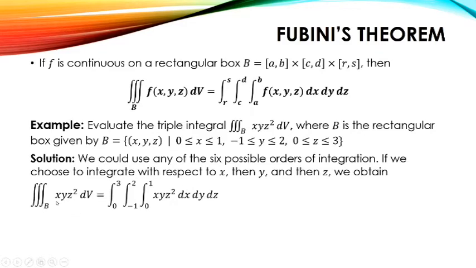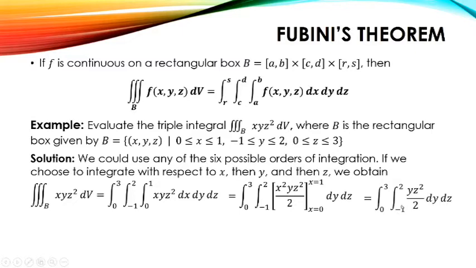So the triple integral of xyz squared dV is equal to the iterated integral of xyz squared dx, dy, dz, evaluated from 0 to 1 for x, negative 1 to 2 for y, and 0 to 3 for z. Performing the inner integral, we have x squared y z squared. In terms of x, x is squared and divided by 2. As x goes from 0 to 1, substituting the values of x, we have yz squared over 2 dy dz.